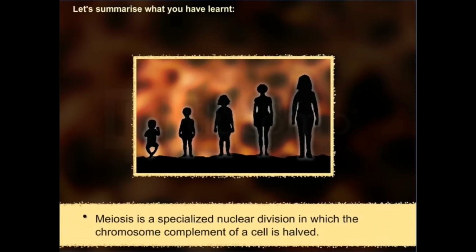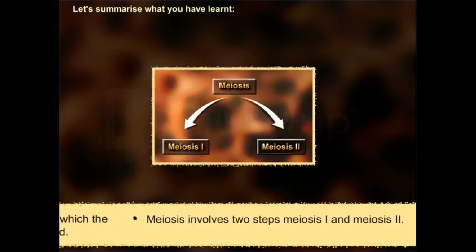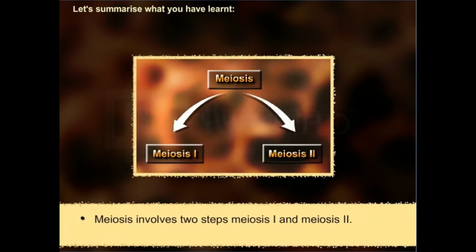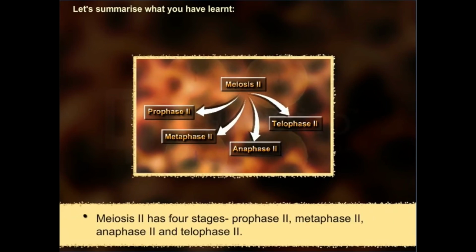Let's summarize what you have learned. Meiosis is a specialized nuclear division in which the chromosome complement of a cell is halved. Meiosis involves 2 steps, meiosis 1 and meiosis 2. Meiosis 2 has 4 stages, prophase 2, metaphase 2, anaphase 2, and telophase 2.